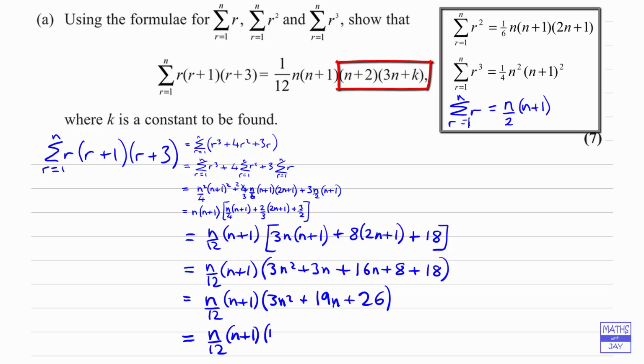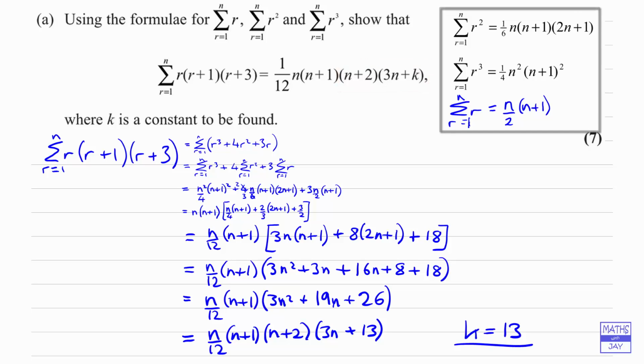Right, so n plus 2, and we know that we should have 3n. 3n times n gives us 3n squared, so it's looking good. 3n times 2 is 6n, and we want 19n, don't we? So we want another 13n. So if we put a 13 here, that will give it to us, and 13 times 2 gives us 26. So in fact, we're fine. So we have found that k is 13. So that's the first part done.